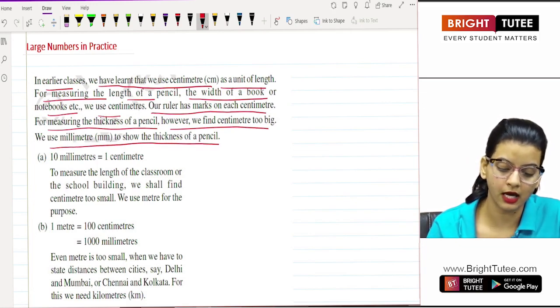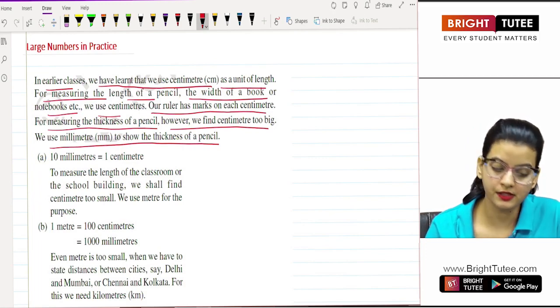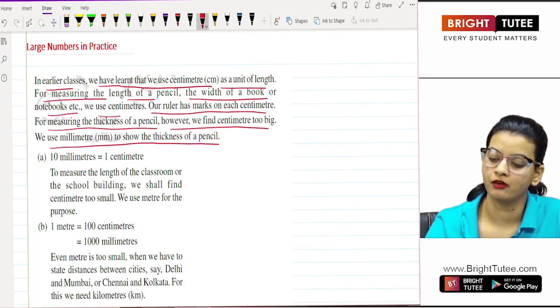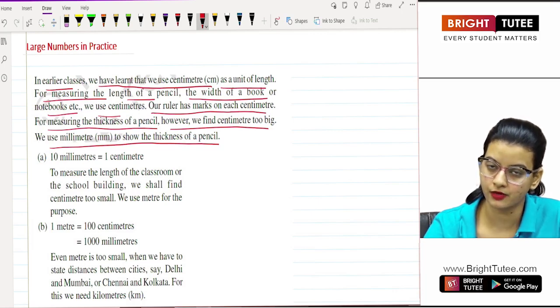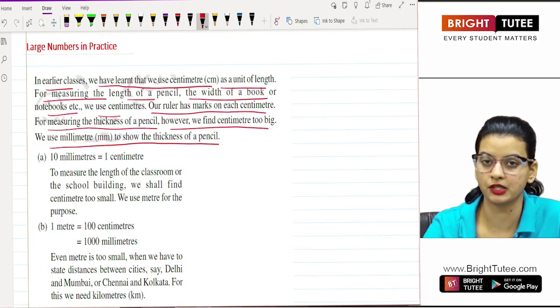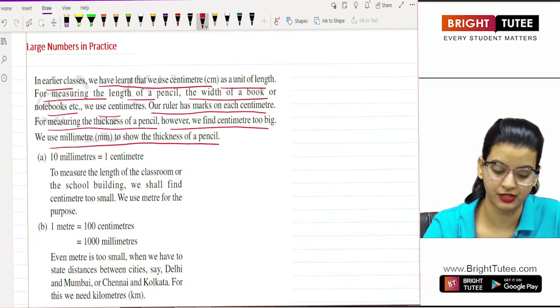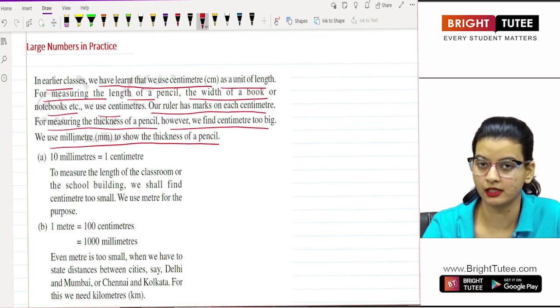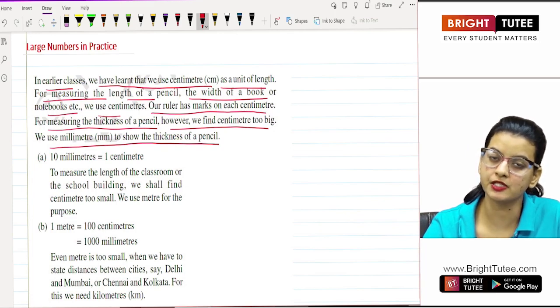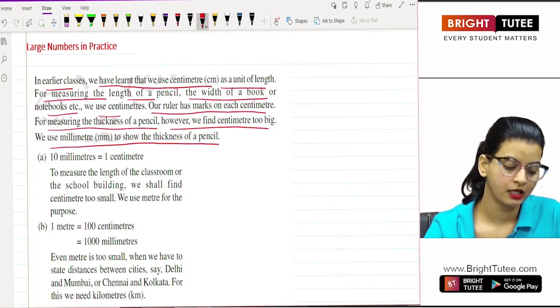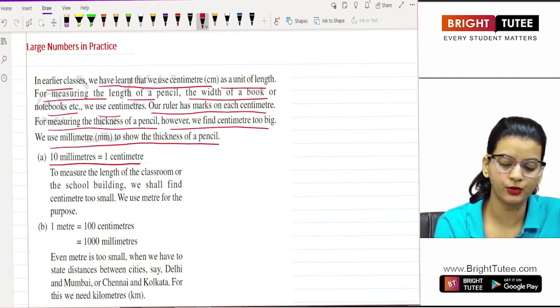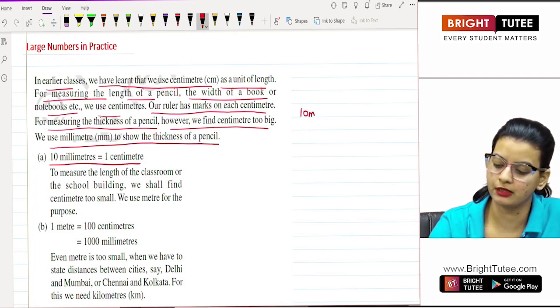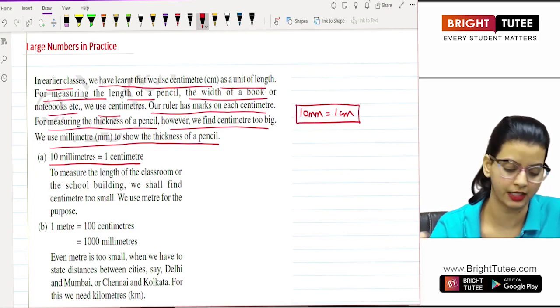So, now we have used centimeters for measurements in the earlier classes. We use our 15 centimeter long scale to make the different measurements. Now, for smaller measurements, for example, the thickness of a pencil, centimeter is also bigger. So, we use millimeter, which is an even smaller unit of measuring length. Now, 10 millimeters is equal to 1 centimeter. This is very important. You should keep this in mind.